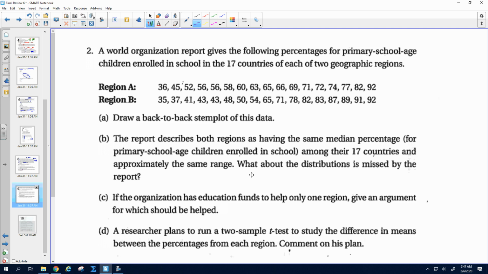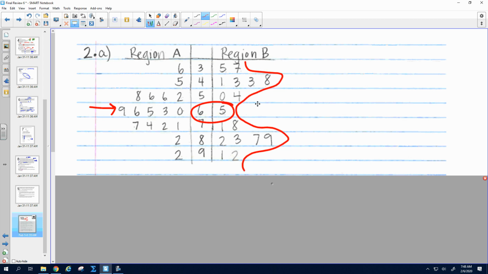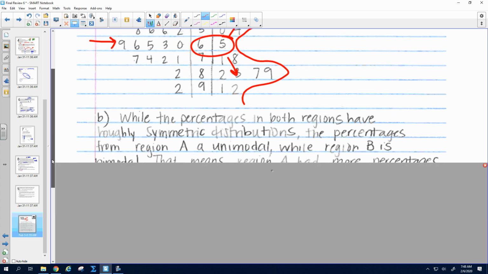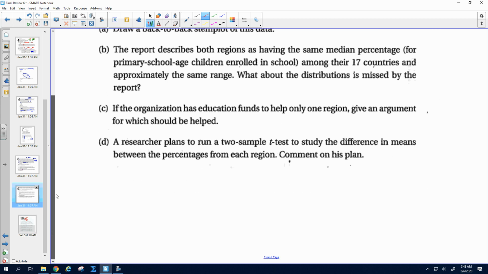So for this one, what about the distributions is missed when you're just talking about them having the same median? So they do have the same median. However, notice these numbers are all a lot closer to 65, which is the median, and this one's the median here, but we've actually got like a bimodal distribution, and so there's a lot of numbers further from the median, whereas this one has a lot more numbers close to the median. So while the percentages in both regions have roughly symmetric distributions, the percentages from region A are unimodal, while region B is bimodal. This means region A had more percentages near the median, while region B had more further from the median.